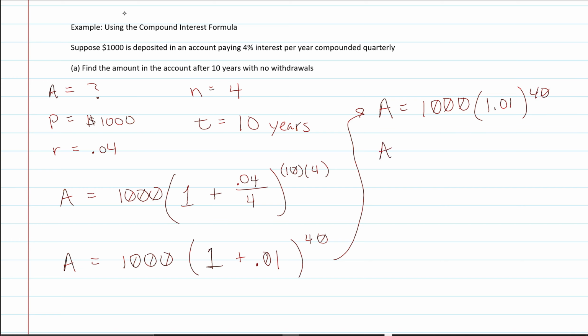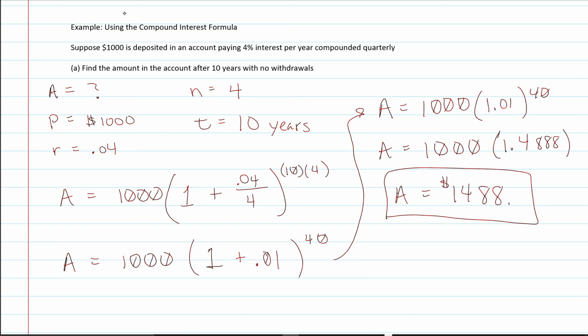According to order of operations, we need to do the exponents next. So we have 1,000 and 1.01 to the 40th power. Punching that into your calculator should yield about 1.4888. And then 1,000 times 1.4888 is 1,488. So, therefore, it tells us that the amount in the account after 10 years with no withdrawals will be $1,488.